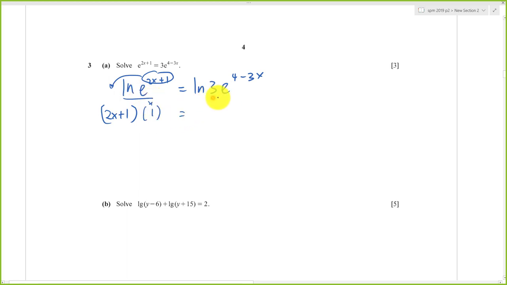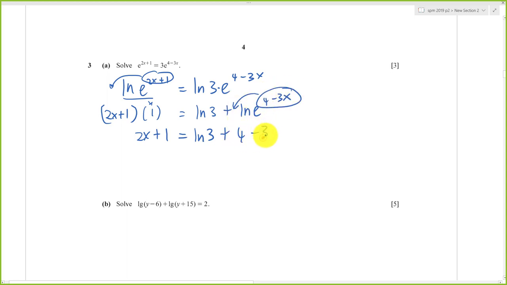Alright, but then here you have a 3, and the relationship between them is a multiply. So this one is ln 3 plus ln e to the power of 4 minus 3x. Here is just 2x plus 1, nothing. ln 3 is just a number, so I just ignore it. Just ln 3. And then the power, I can move to the front, right? ln e is 1, so I will get 4 minus 3x.